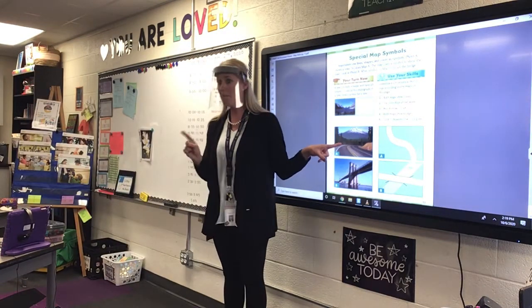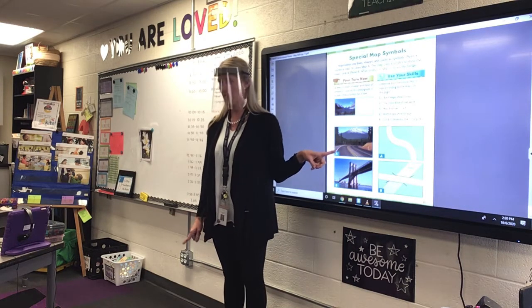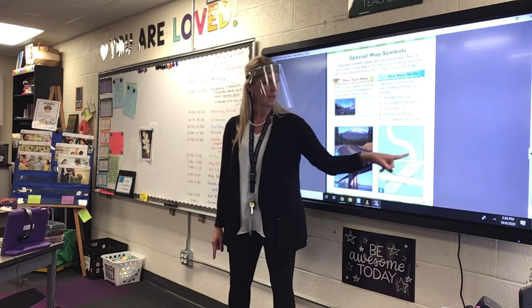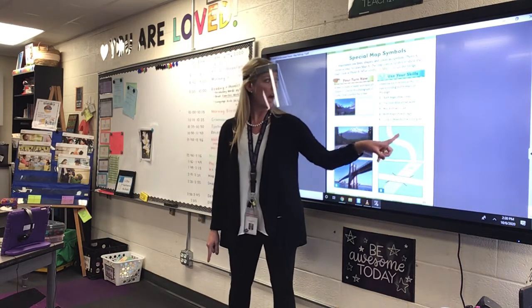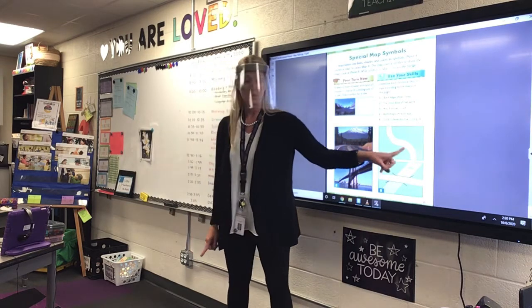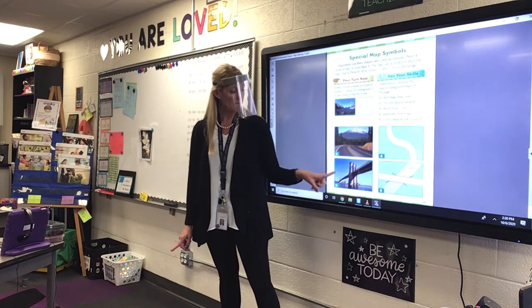All right, this is a picture of a road. Now, if you are a mapmaker, you are not going to put that picture on a map. That would be kind of silly. It'd be hard to look at. So what a mapmaker is going to do is draw two lines that look like a road.